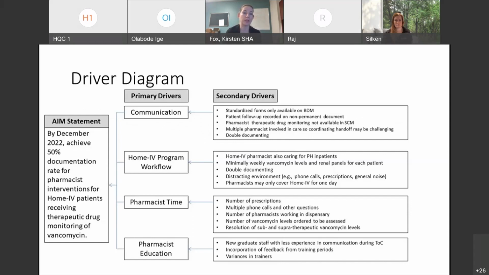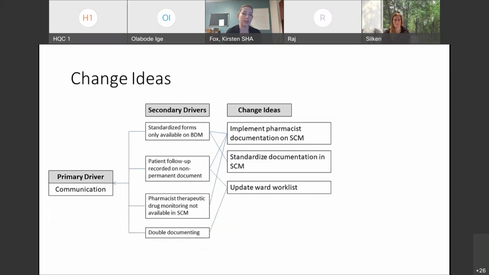So I've included the driver diagram here. We identified 4 primary drivers as well as a multitude of secondary drivers. But for the sake of a 3-minute presentation, I'll just focus on the primary driver communication, which is where we implemented our change ideas. So for the secondary drivers, we identified that standardized forms were only available in BDM, which is our pharmacist dispensing program. And what this means is that other healthcare providers wouldn't be able to see any of our rationale for drug dose adjustments. Other secondary drivers was that patient follow-up was recorded within the pharmacy, but it wasn't permanent. So if you wanted to go back or if other practitioners wanted to see it, that wouldn't be available.